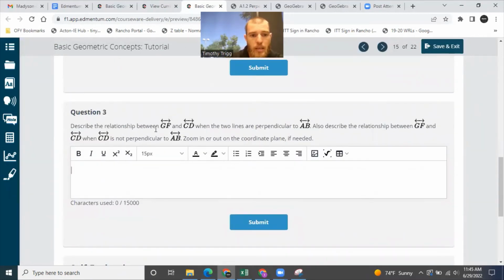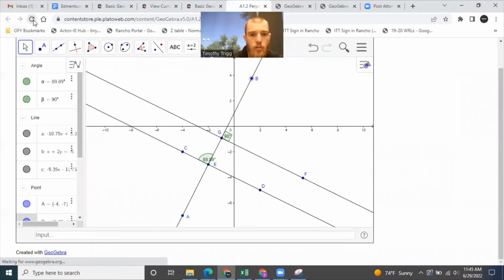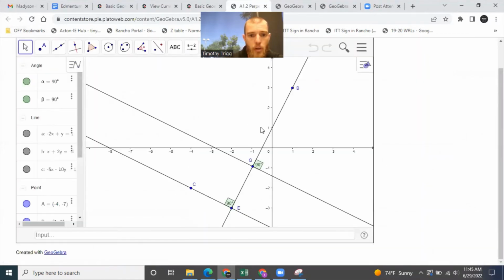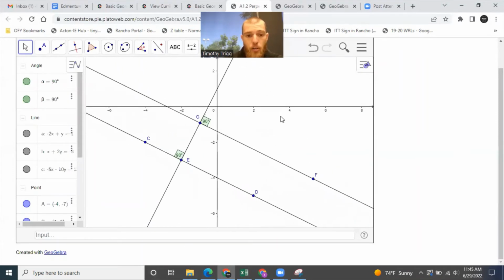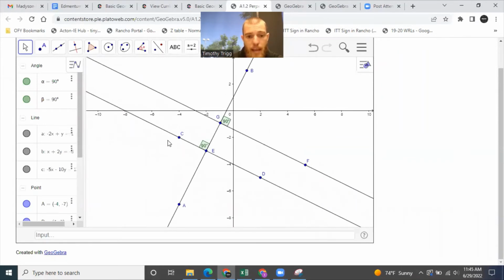Describe the relationship between GF and CD when the two lines are perpendicular to AB. So I'm actually going to reload this. Notice that when these are both 90 degrees, in other words, AB is perpendicular to both GF and CD. So AB is perpendicular to both of these lines. What do we notice about lines CD and FG? What do we notice about these two lines that are going this way?